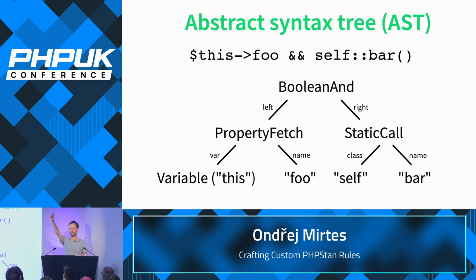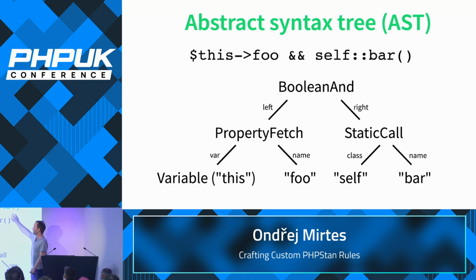So the way PHPStan works is with something called the AST. Did you hear about this term already? Yeah, some of you did. So it's a representation of the source code of a PHP file. It's a tree of objects, and for example, it looks like this.